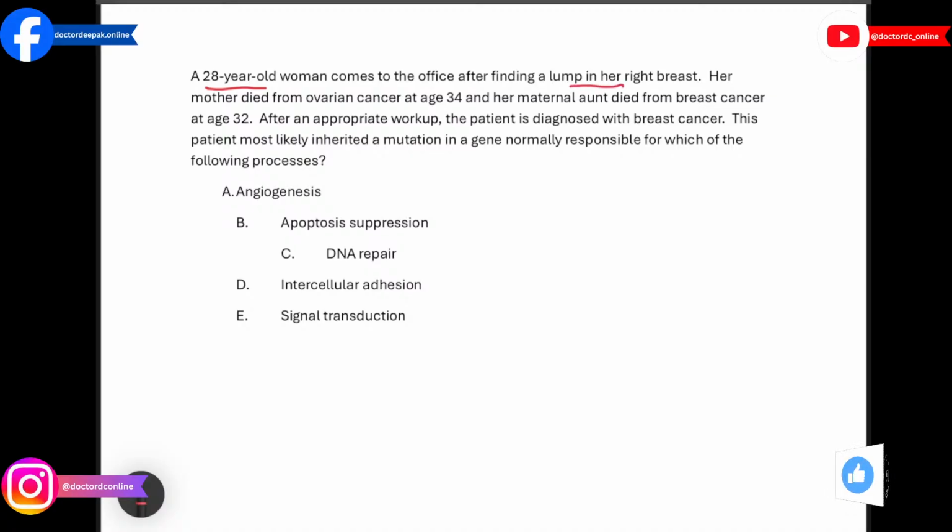in her right breast. Her mother died from ovarian cancer at age 34. Her maternal aunt died from breast cancer at age 32. After an appropriate workup, the patient is diagnosed with breast cancer. This patient most likely inherited a mutation in a gene normally responsible for which of the following processes?